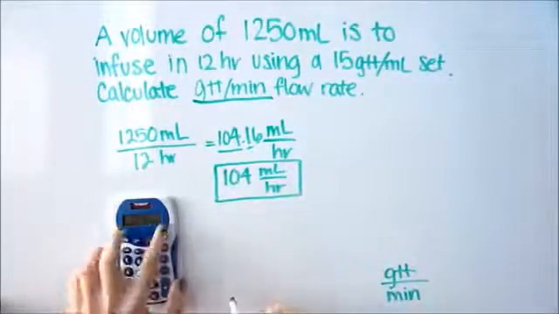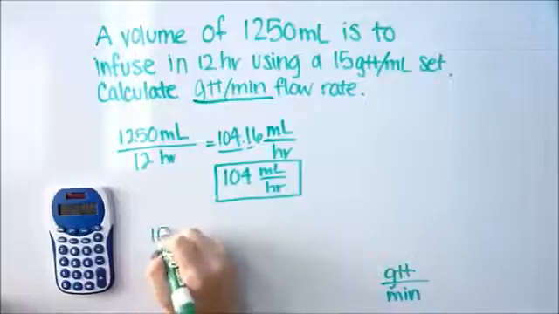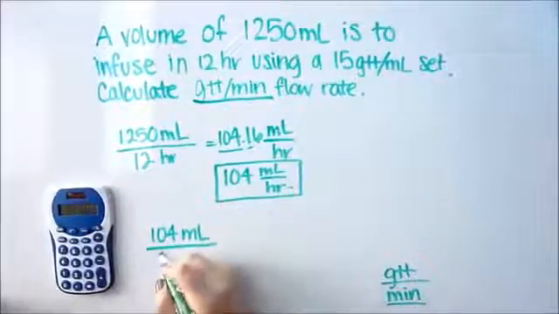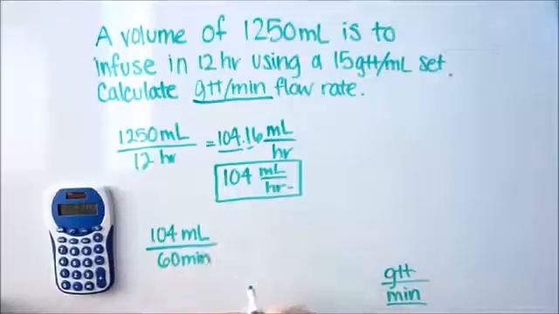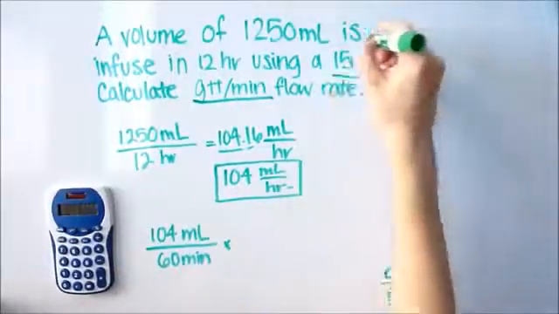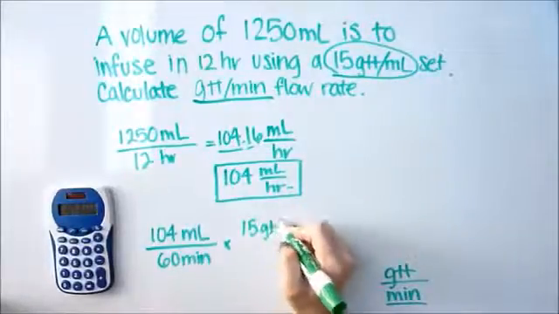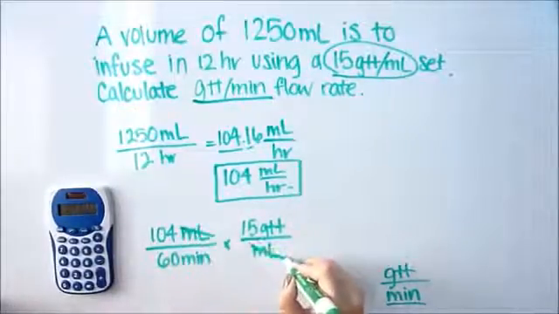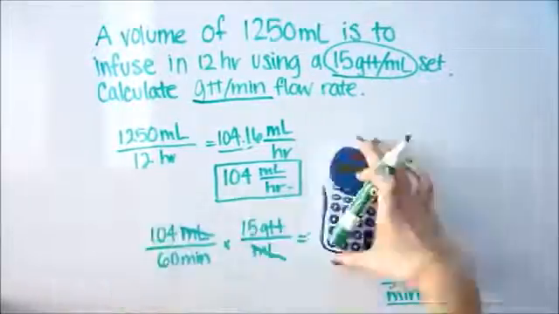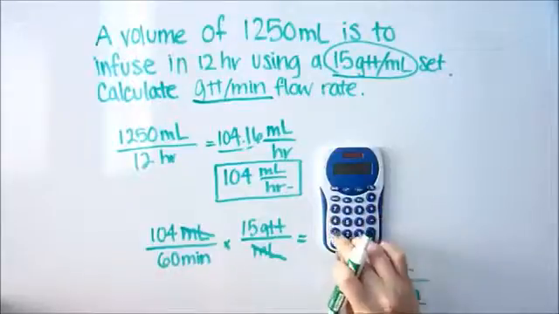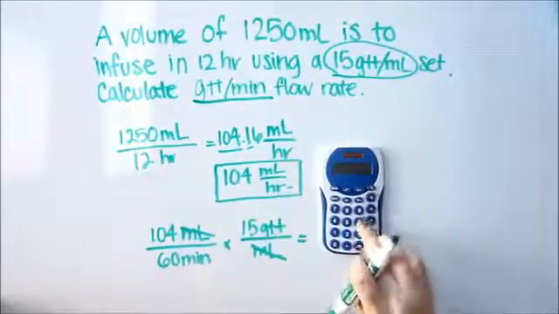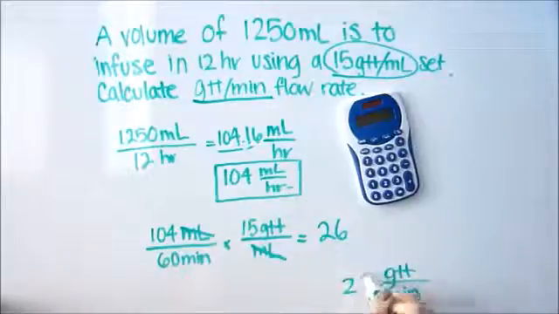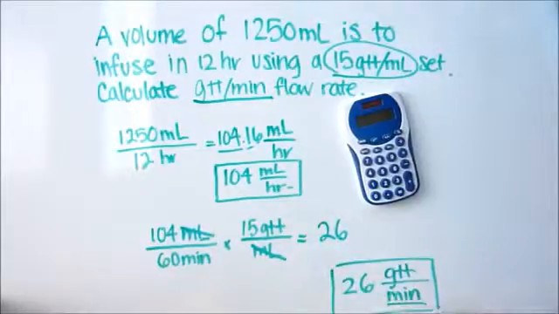Okay. And then our next step is going to be taking that 104 ml per, instead of using hours, we want minutes, right? So over 60 minutes, because there are 60 minutes in an hour, multiplied by our calibration, 15 drops per ml. And when we multiply this straight across, mLs will cancel out. And let's see what we get. 104 times 15, divided by 60. And we get, ooh, perfect number, 26. And I'll write that right here actually. 26 drops per minute. Yay!